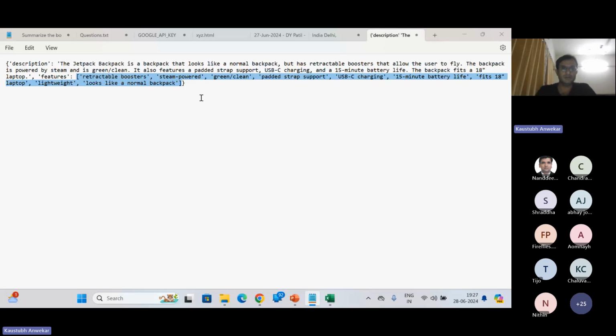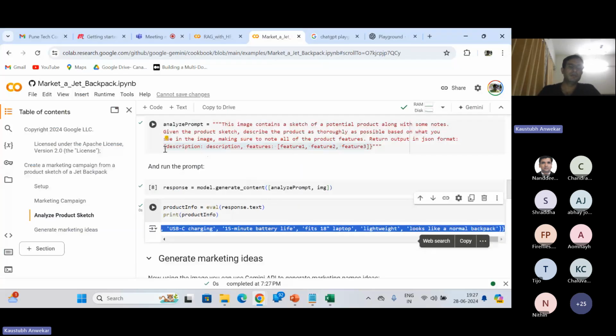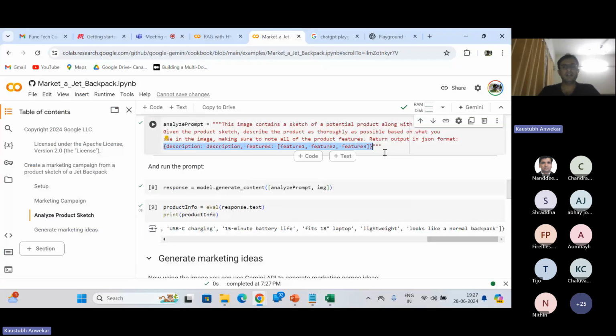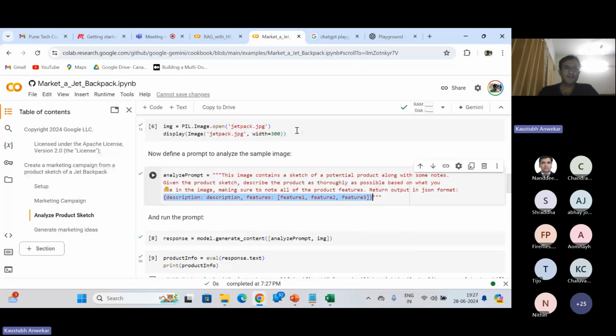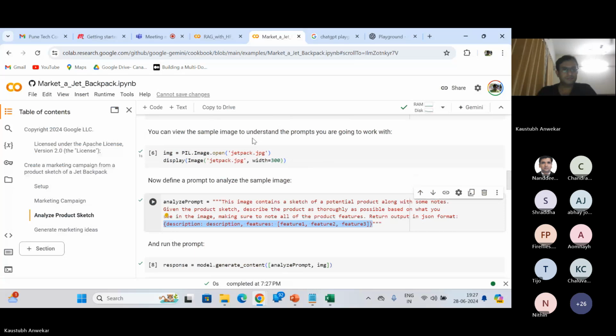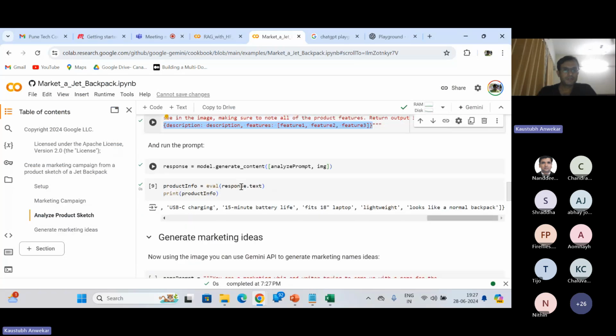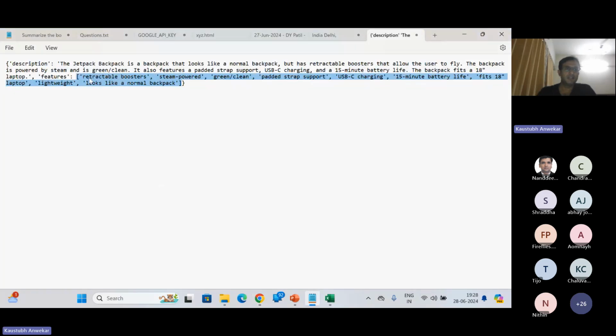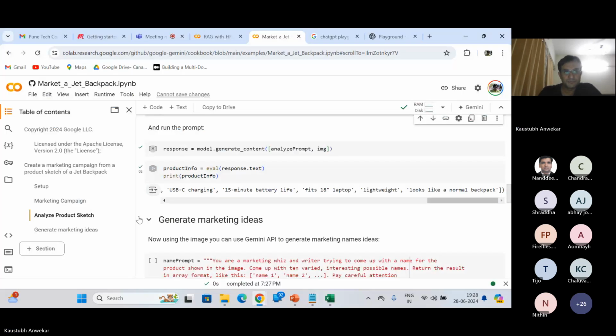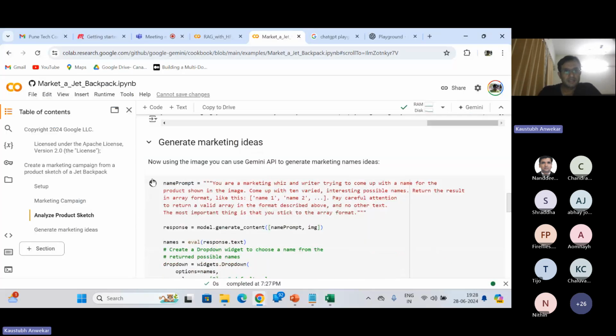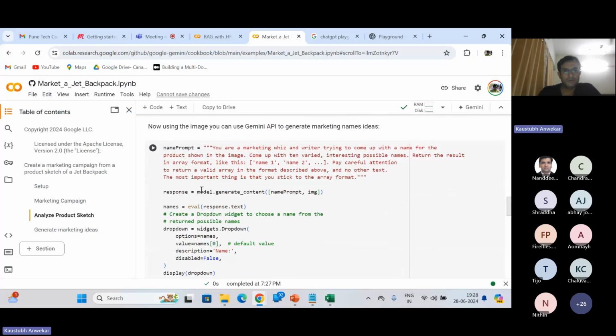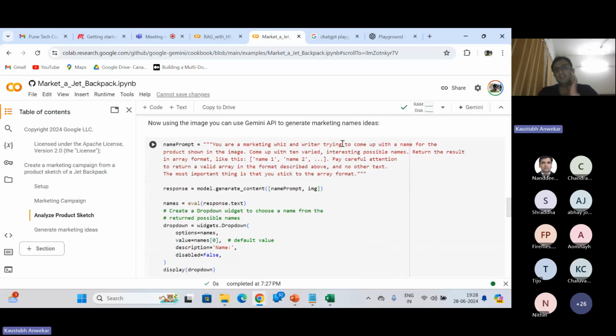So if you see, it has honored the prompt, it has given the result in the format that we have asked it to do, and it has described the product after looking at the image, right? So this is nothing but generative AI. It has generated this content. Now let's see what this prompt says: you are a marketing whiz and writer trying to come up with a name for the product shown. Now it wants a name for the product.